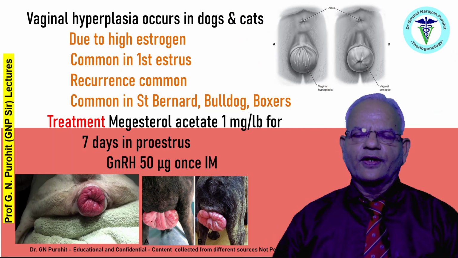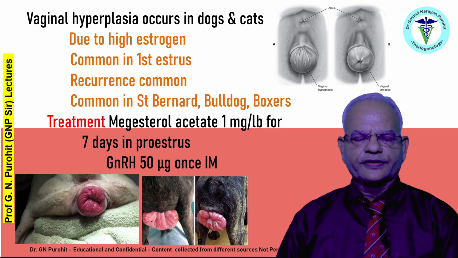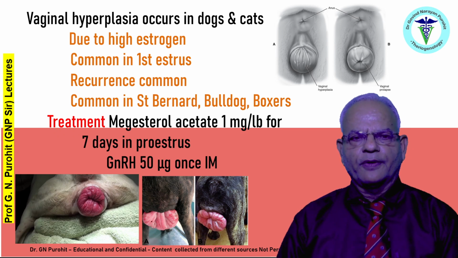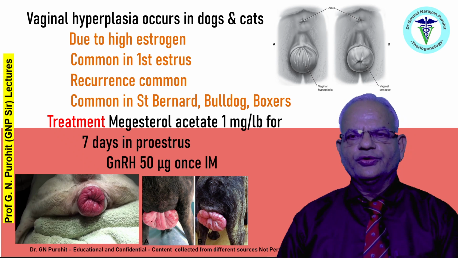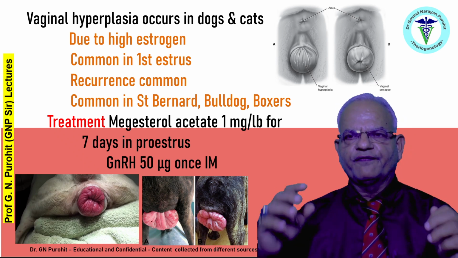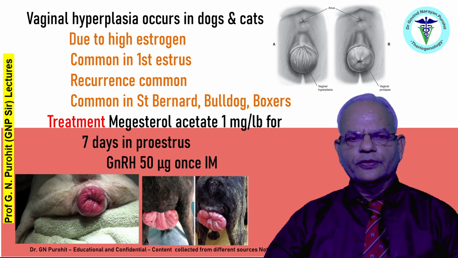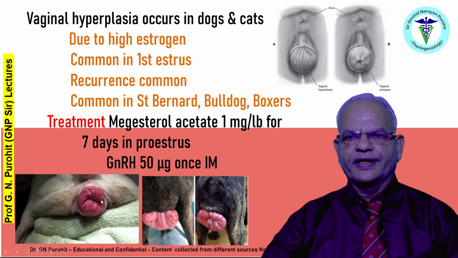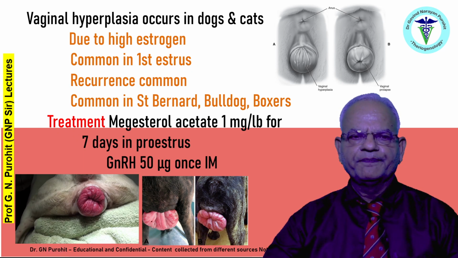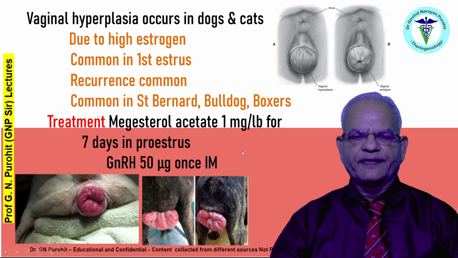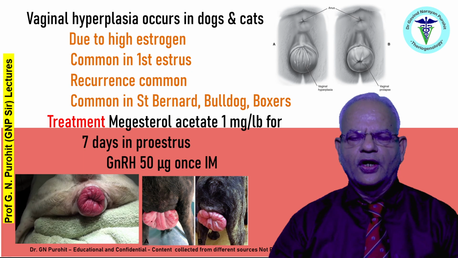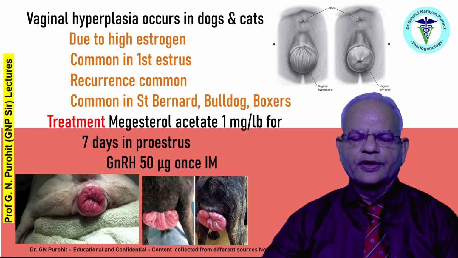Vaginal hyperplasia is a common problem in dogs like the Saint Bernard, Bulldog, and Boxers, and it occurs due to high estrogen, common during the first estrus, and recurrence can occur. As you can see here, in vaginal hyperplasia the vaginal mucous membrane becomes exposed because of swelling, and the treatment is megestrol acetate 1 milligram per pound for 7 days during proestrus, or GnRH 50 microgram once intramuscular, right?